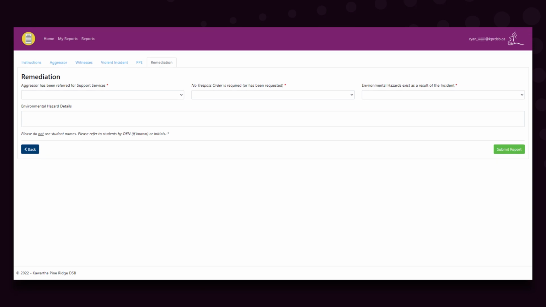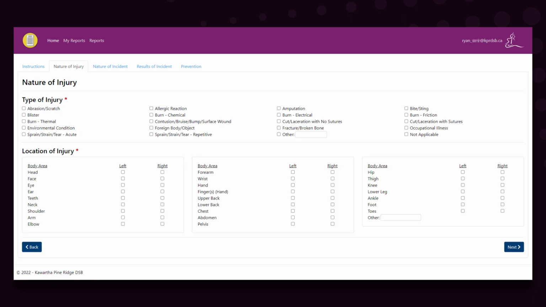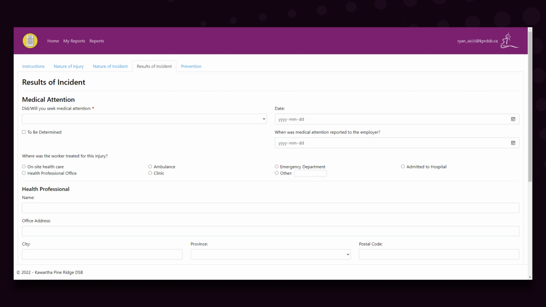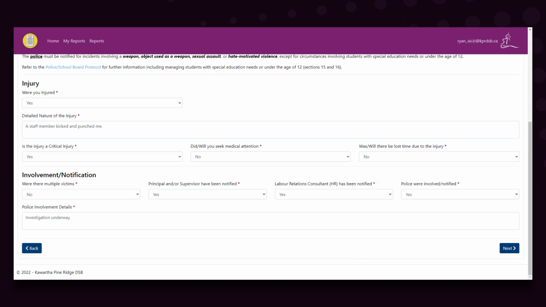As with the previous workplace violence report, you will be required to provide some information about the student and any environmental hazards related to the incident. If you are reporting an injury, you will be asked to enter specific information about the incident, witnesses, and other relevant information. You will also be asked to provide information about where and when you sought medical attention, who the incident was reported to, and if there is any police or labor relations involvement.